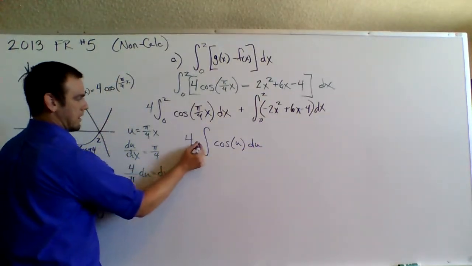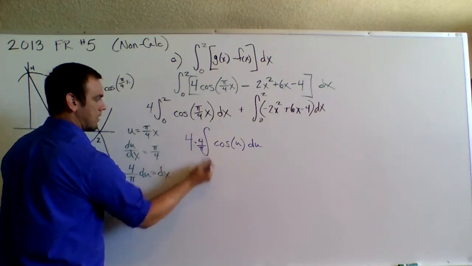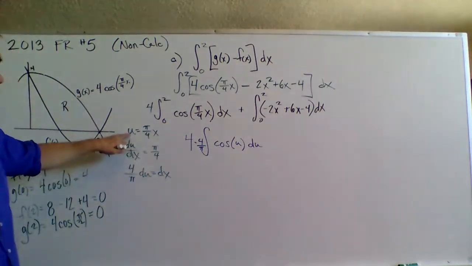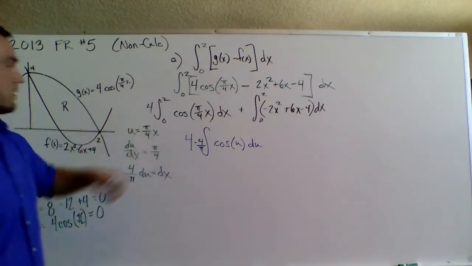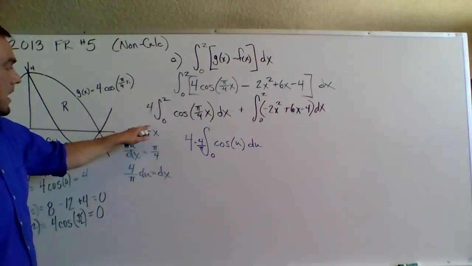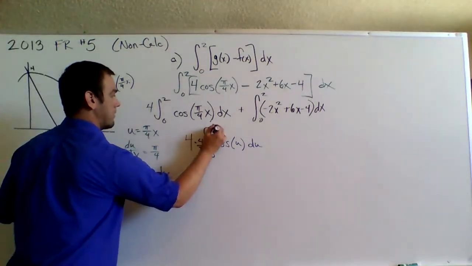4 over pi. I think that's what I said, 4 over pi. So now we got to figure out, well, 0, plug in 0. U of 0 is going to be 0. 2, so this is going to be 2 pi over 4, which is just pi over 2.